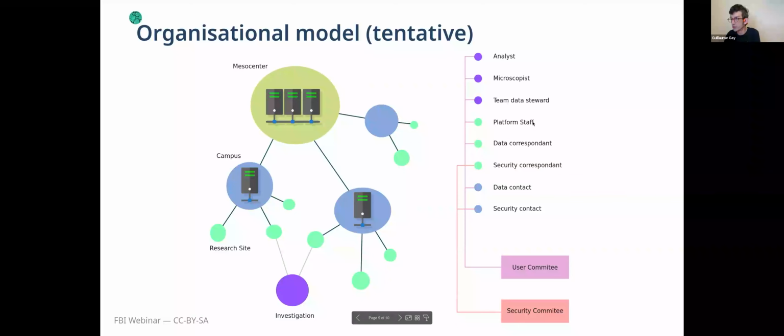They will point the users to the documentation, to training resources, and so on. We have a data correspondent at the research site who will be a member of the facility staff, I think. And then, of course, a security correspondent at that site. And at the campus site, we have the data contact. In French, it's référent data, except référent doesn't have a very satisfying translation in English. So we have the data contact and the security contact at the campus site.